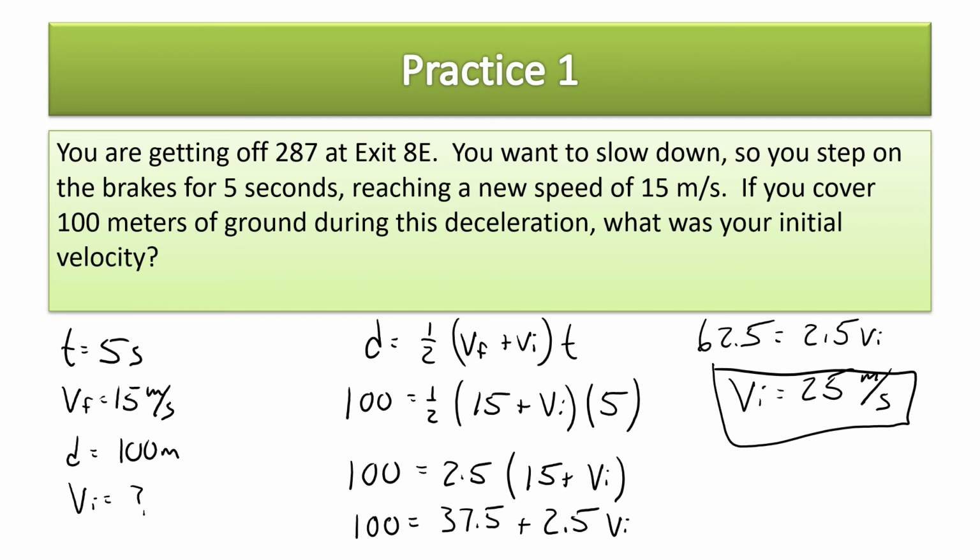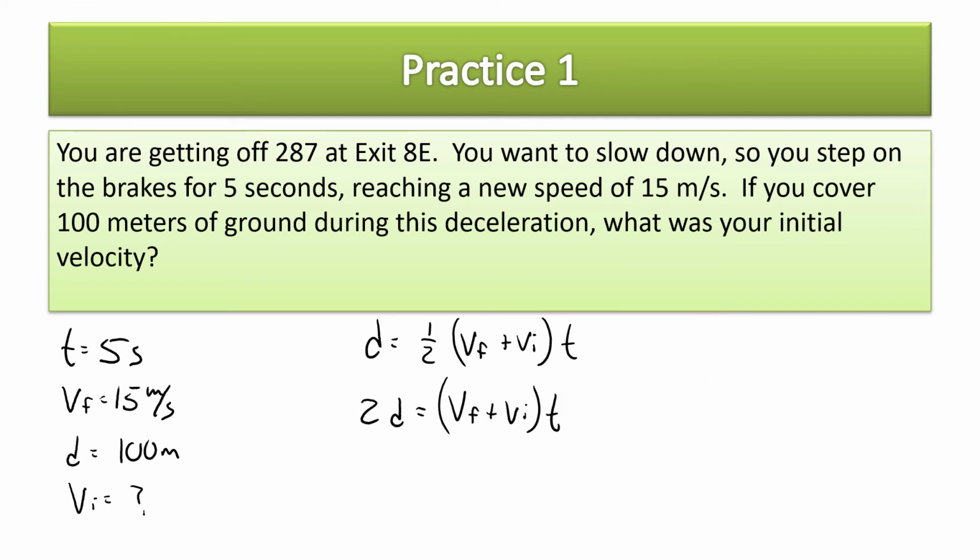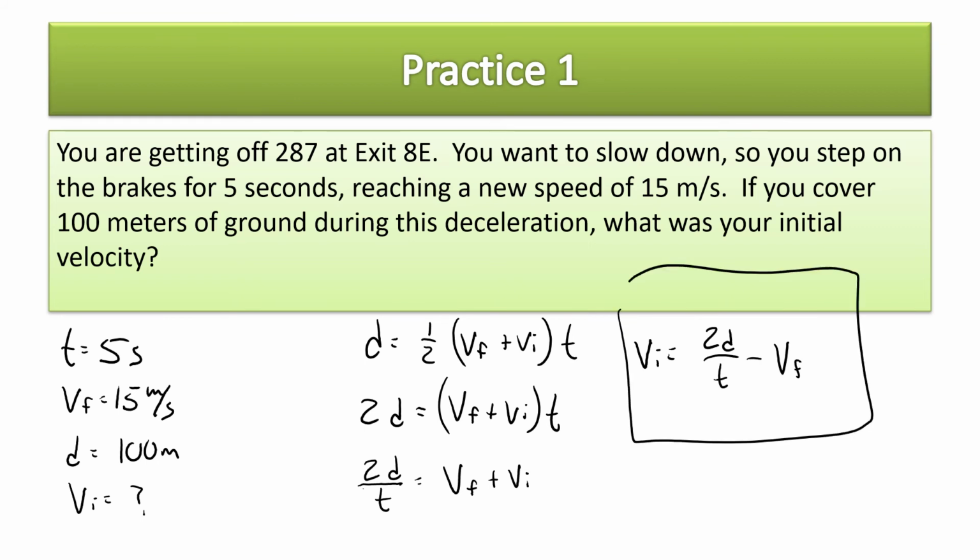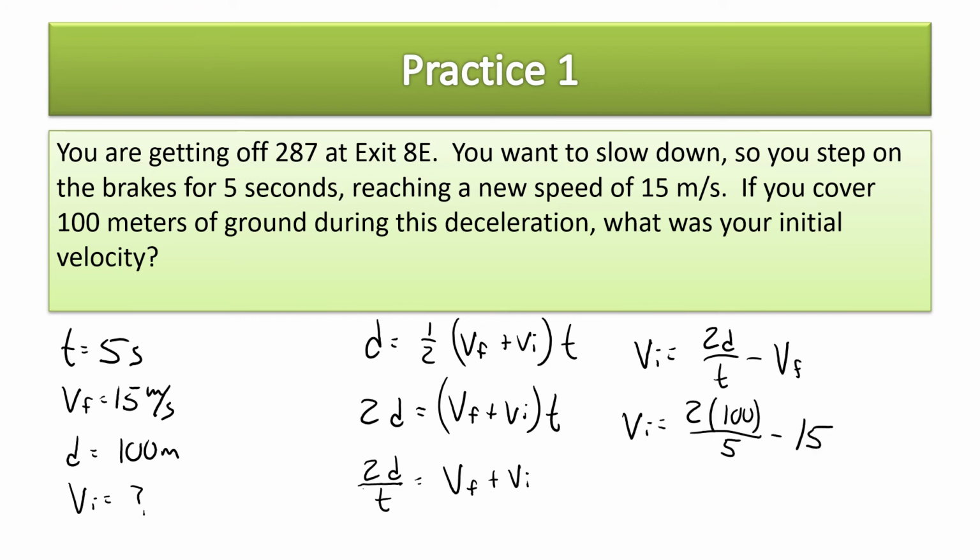Or a different possibility would be to, since you're looking for VI, solve for VI in your equation first and then plug in. So I'll just show that real quick. So now it's almost like we derived another equation for VI, and at this point it might be easier for you to just substitute in the values and solve. And you still get VI is equal to 25 meters per second.